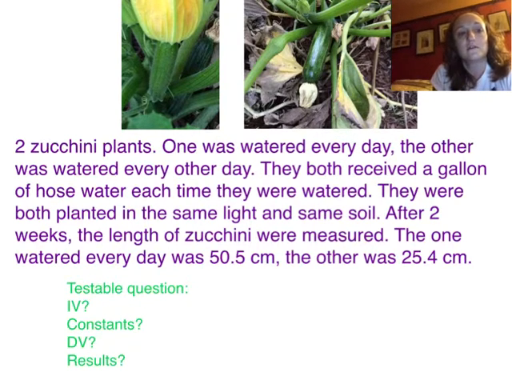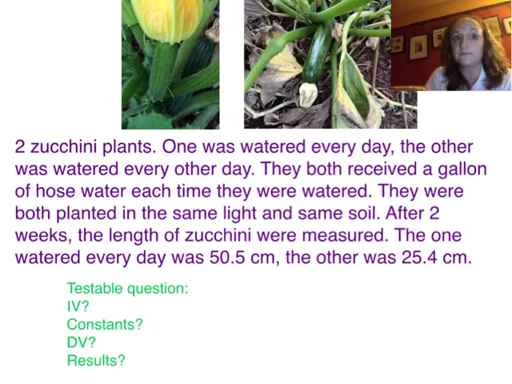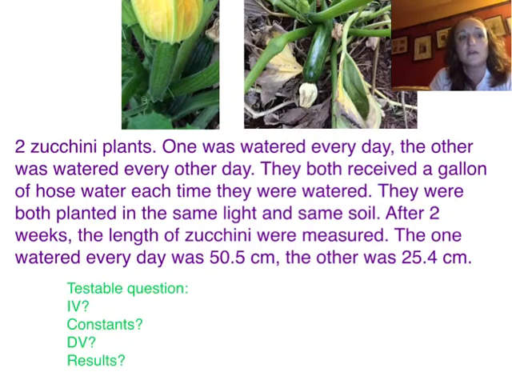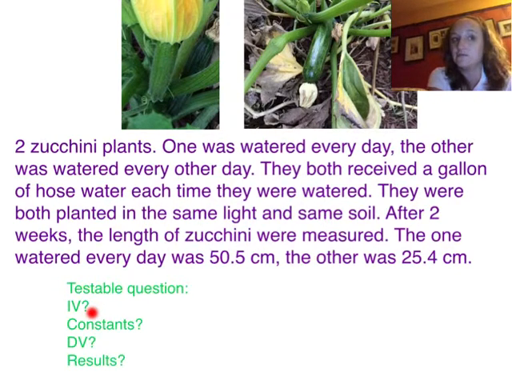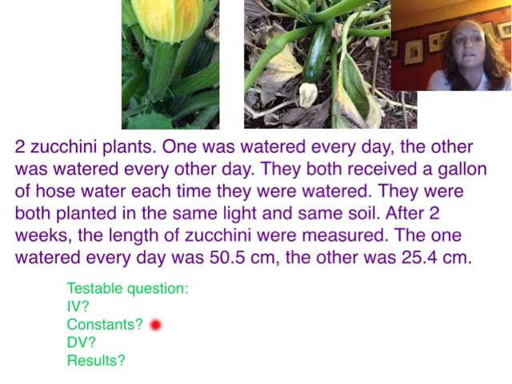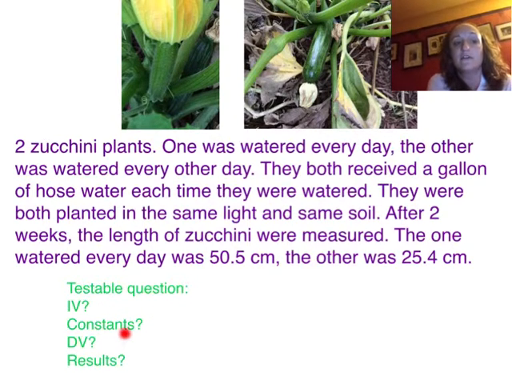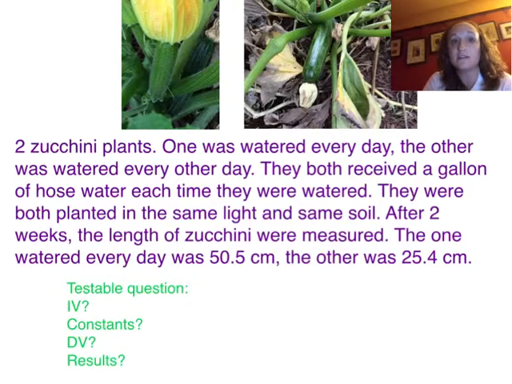So on the slip of paper that I am giving you, I want you to write down what the testable question is, the independent variable, so IV stands for independent variable, what the constants are, the dependent variable, the DV, and what the results of this experiment were. Okay, so you can pause this video right now and do that. Don't close it out, but just pause it and write that down on your slip of paper. And then I'm going to collect it so I can see how much you understand about this right now.